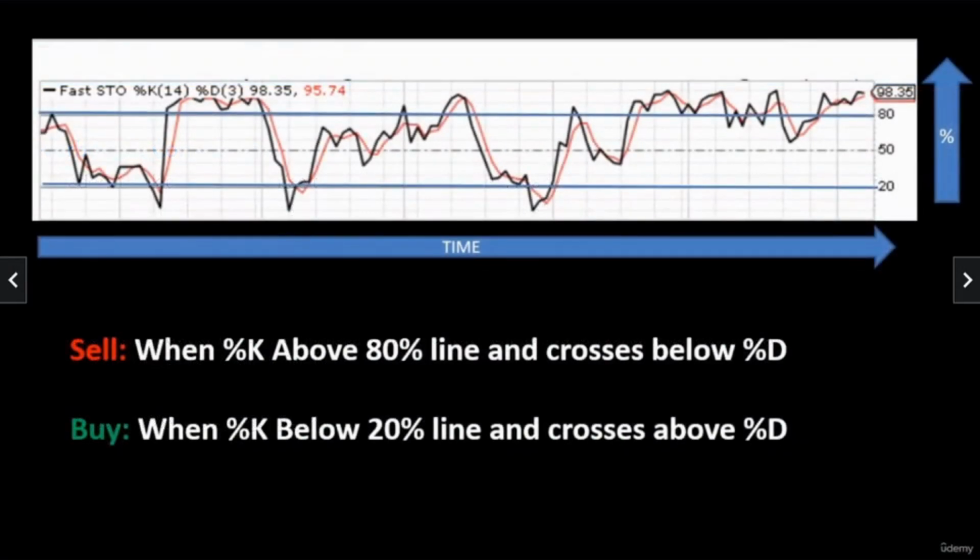So if we look at this again graphically, you're selling when the percentage K is above the 80% line, showing an overbought condition, and it's crossing below the percentage D. Now let's look at that visually on the chart. And the same thing, you're going to buy at the low part when it's below the 20% line and crosses above the percentage D. You can see where we have highlighted the blue lines strongly for the 80 and the 20% on the right hand side.